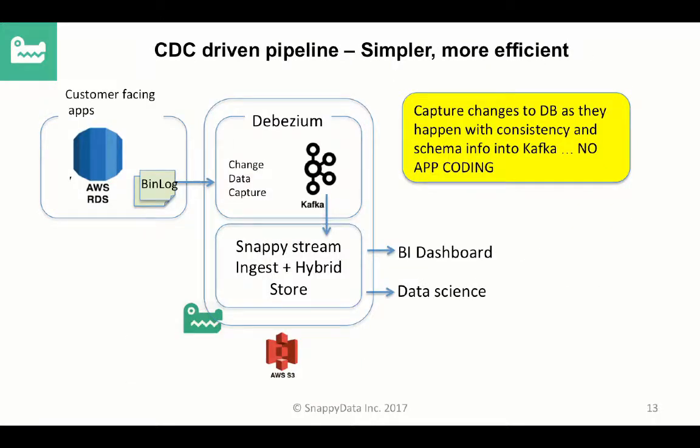So instead, what we're really proposing is using a design where your application only works with your operational store, and you use CDC technology to capture the changes in real time in a transactionally consistent manner, and just keep pushing the delta continuously to our SnappyData hybrid store. So it's a much simpler design, with far fewer pieces that can break, and even if anything breaks, everything can recover fully in a consistent manner.